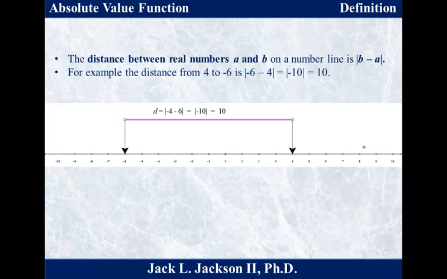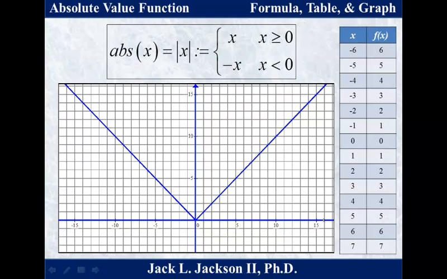The distance between real numbers a and b on a number line is then the absolute value of b minus a. So, for example, to find the distance from 4 to negative 6, we can use the formula, absolute value of b minus a, and we go from 4 to negative 6. It's the final minus the initial: negative 6 minus 4, which is negative 10, then take the absolute value, and that becomes 10. And of course, you can just count the distance too: 1, 2, 3, 4, 5, 6, 7, 8, 9, 10. So certainly that is a distance of 10.